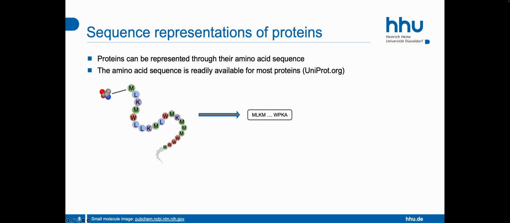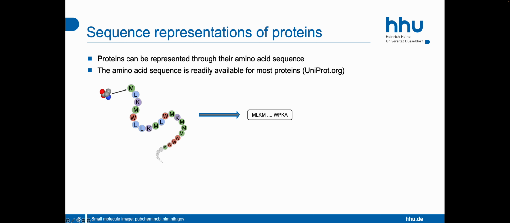So we can represent the protein by its amino acid sequence, which is the most common way to store protein information. A major advantage of storing protein information through its amino acid sequence is that the amino acid sequence is readily available for most proteins of interest. For example, the UniProt database stores over 250 million different protein sequences.